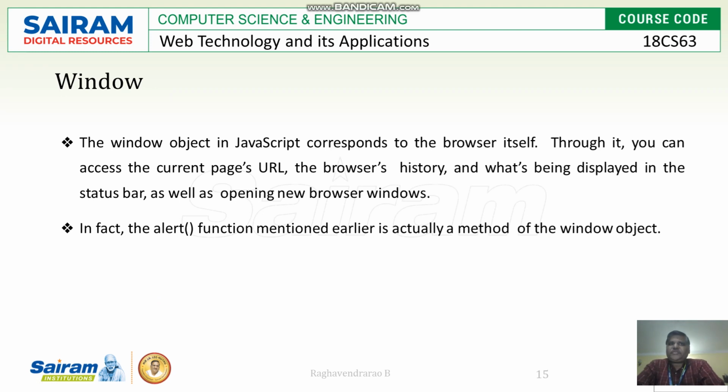Finally, the window object in JavaScript corresponds to the browser itself. Whatever we are seeing on the screen, that itself is the window object, where it is getting displayed. Through it you can access the current page URL, the browser's history, everything. In fact, the alert function mentioned earlier is actually a method of the window object only. Where the value is getting printed, on the screen itself, that is the window itself.